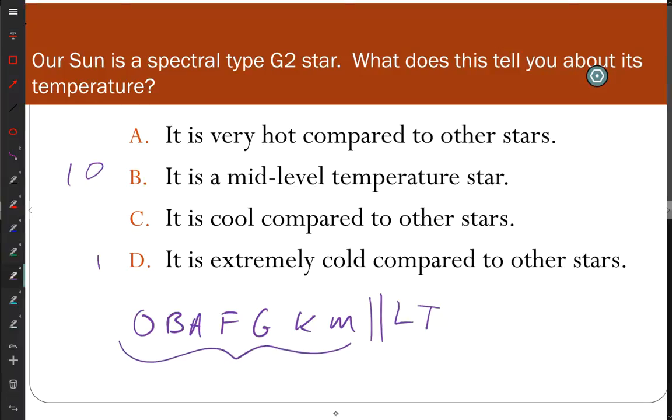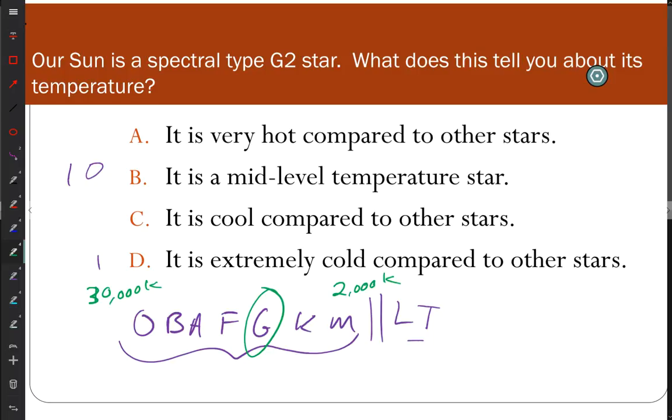Okay, so this is our original sequence, and then we have the 2 additional. So that's why I put the separator. And so our sun is a G2, which is middle-ish. Temperatures out here, 30,000. Down here around 2,000 range. And so the sun's somewhere in between.